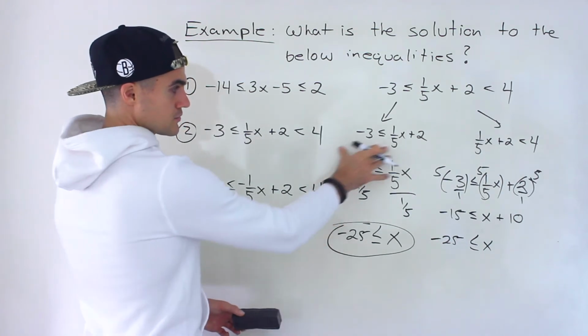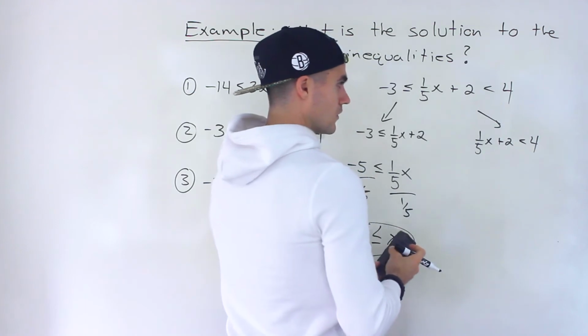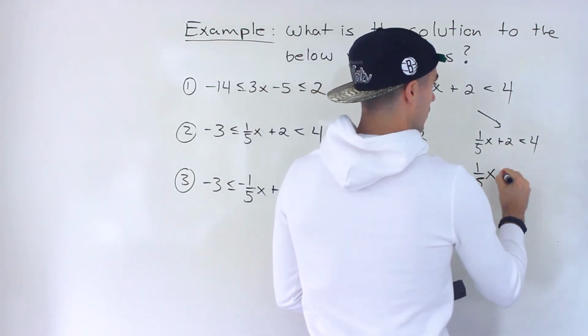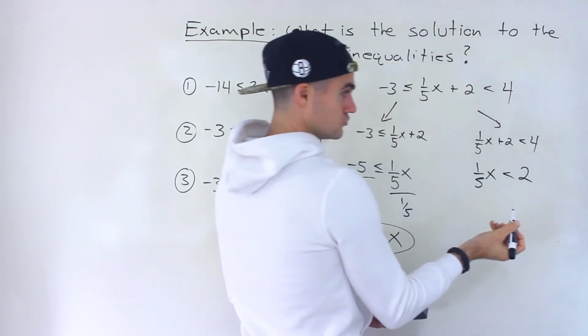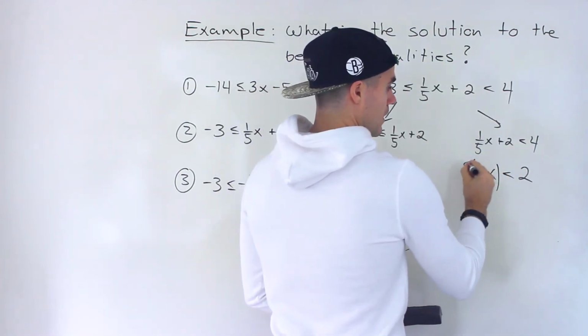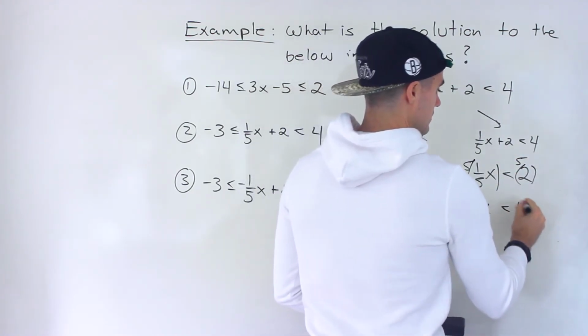So that's the solution to this. Now to the second one, what we would do is bring the 2 over, less than or equal to 2. Right? 4 minus 2 is 2. Multiplied by 5, multiplied by 5. X is less than 10.